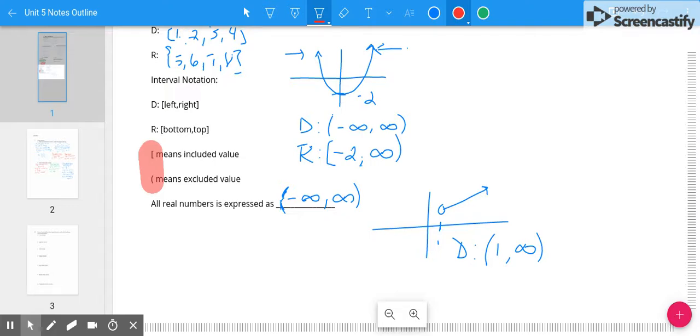When we're not given just a set of ordered pairs where we're writing a list, we want to use square brackets and parentheses for interval notation.